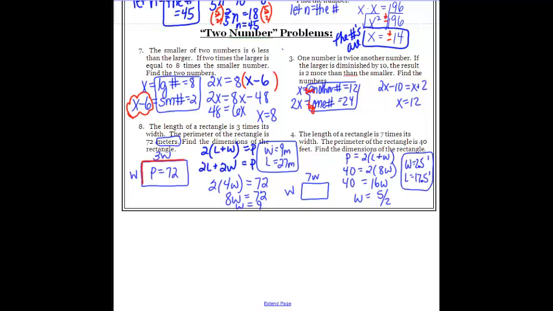Now you have a number of different problems in your practice packet, so you could go ahead and solve 1 through 5 and bring those in tomorrow, and we'll check them and continue with more number problems.